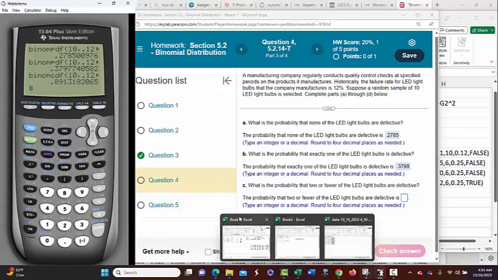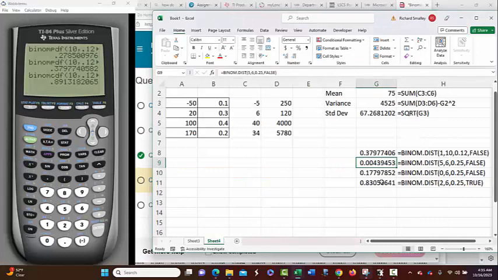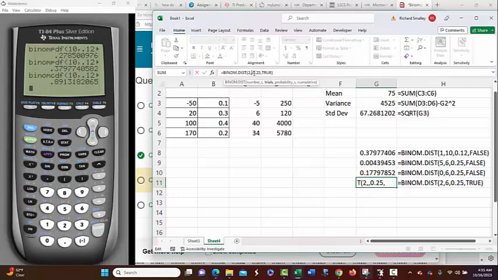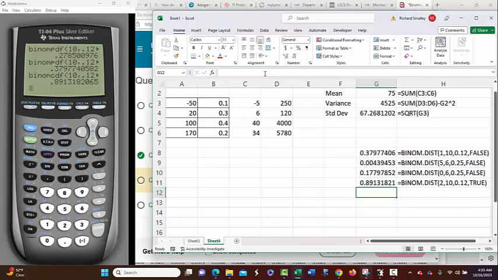Let's come over here. I'll use that CDF one down there that we already have set up for CDF. Okay, it's already got a 2 there, but our N is 10. And then our probability is 0.12. How about that? 8913? I like it. 8913.